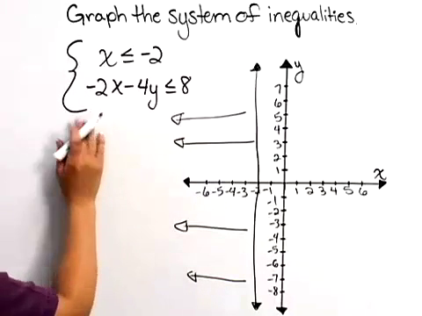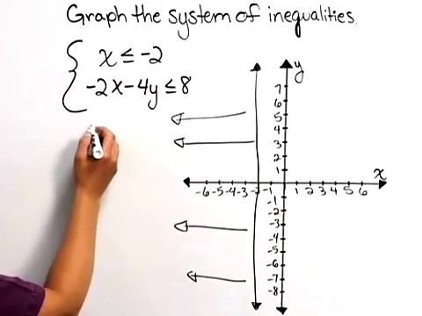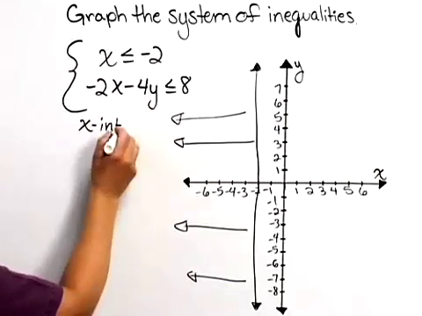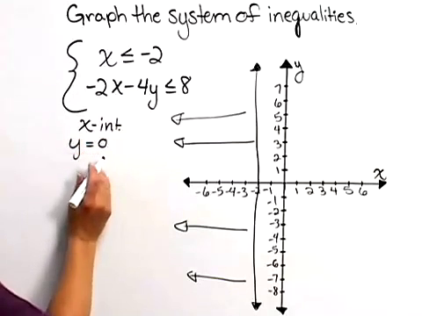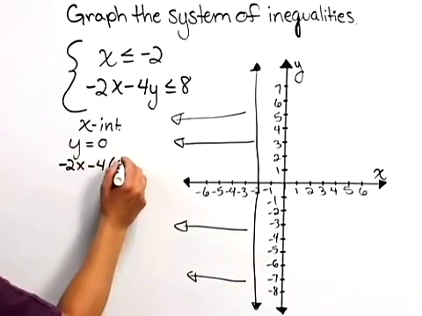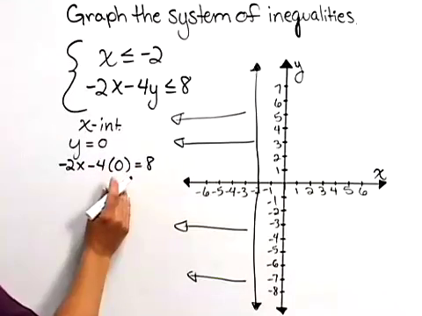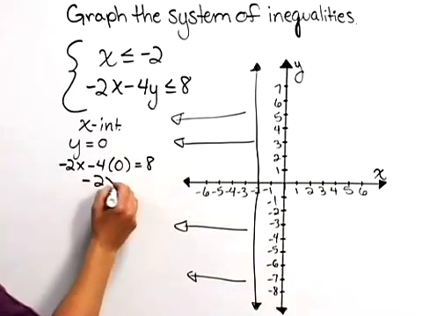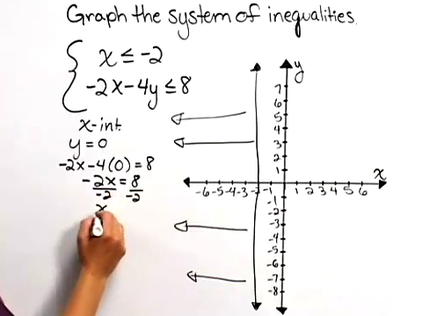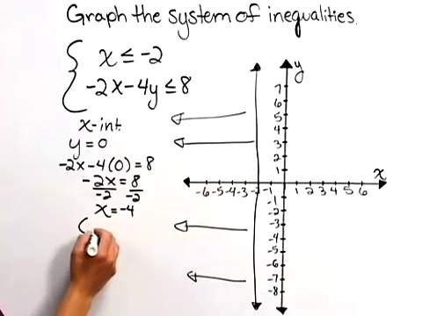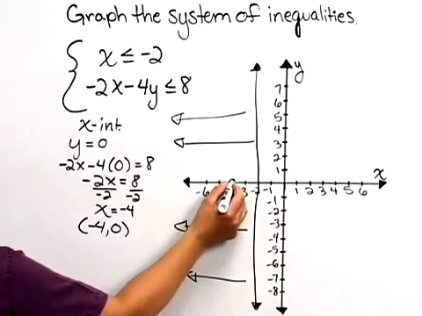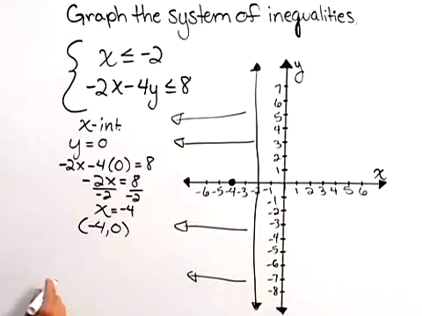Our second one is in standard form, so let's go ahead and use our intercepts. We'll start with our x-intercept for graphing that. On the x-intercept, our y equals 0. Plugging 0 in for y, we get -2x minus 4 times 0 equals 8. So we have -2x equals 8. Divide by -2, and we find out x equals -4. That's an intercept at (-4, 0). Let's put a point there. That's a point right there in that position.